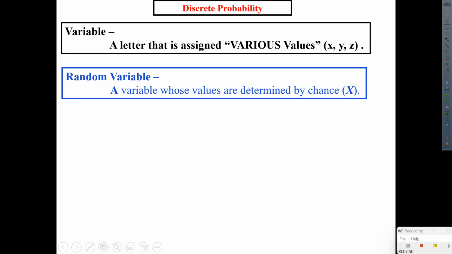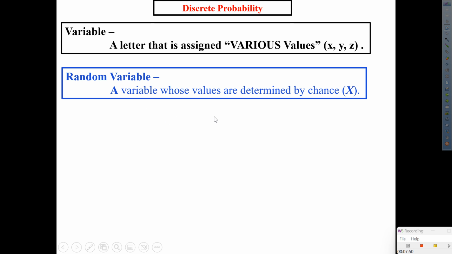A random variable is a variable whose values are determined by chance. And once again, why do we call it a random variable? Because we're using it in what section are we on? Probability. Anytime we use a variable in probability, now it's called a what? A random variable.